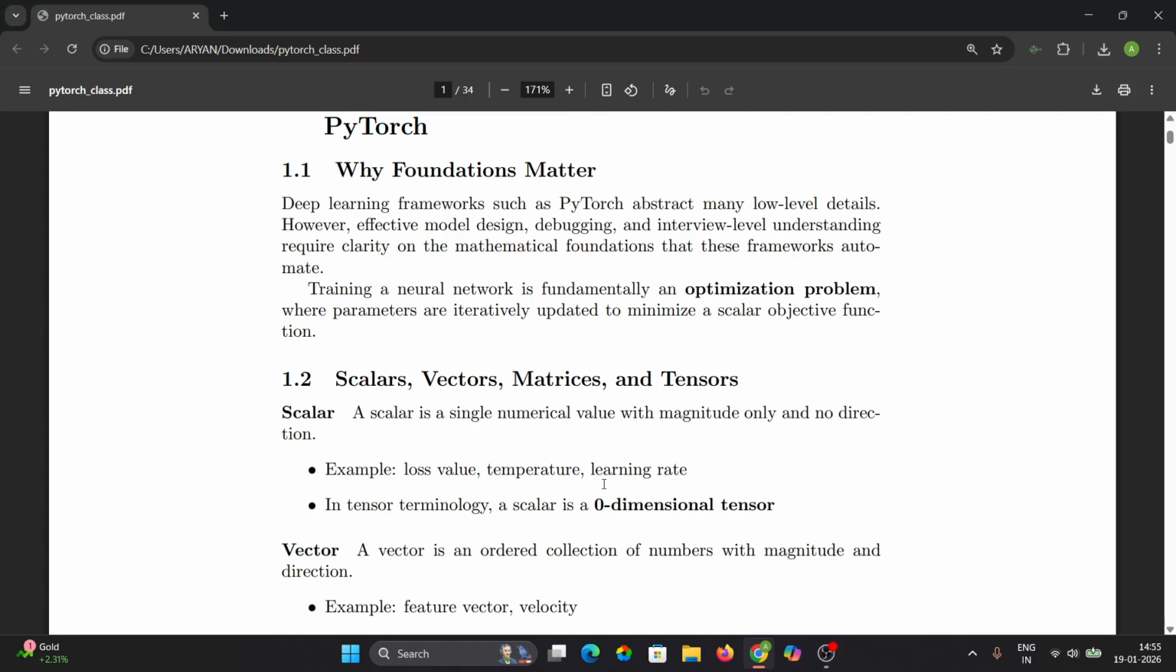So these low-level details are abstracted inside those functions, but to have effective model design, debugging, and interview-level understanding, we must know the fundamentals of what is happening inside those abstracted functions. Training a neural network is fundamentally an optimization problem where parameters are iteratively updated to minimize a scalar objective function.